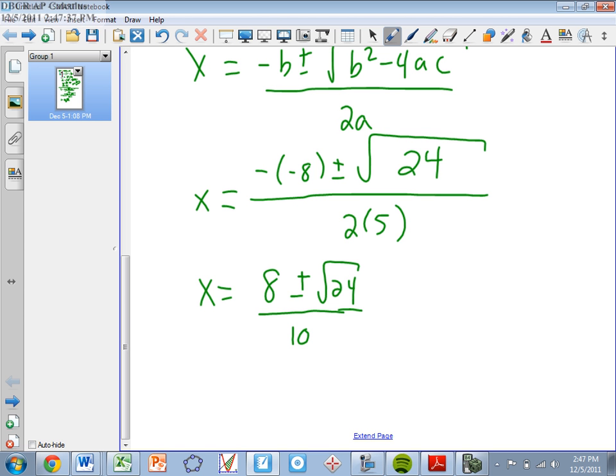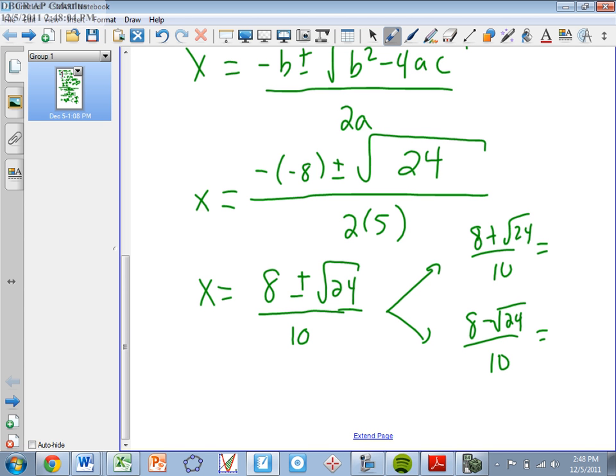So when I have my two answers here, one of them will be 8 plus root 24 over 10, and the other one will be 8 minus root 24 all over 10. Now, I want to know what those values are as decimals. So I have to actually figure them out.